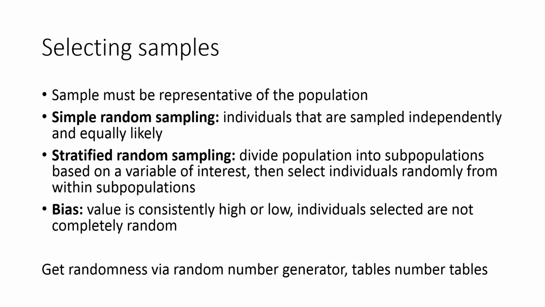So one of the first things that you really need to consider when you're doing an experimental design is how are you going to select your samples? And one thing you're going to see come up over and over again is random. Randomness is something that is really important to consider when you're collecting data. And part of that is your sample must be representative of the population.